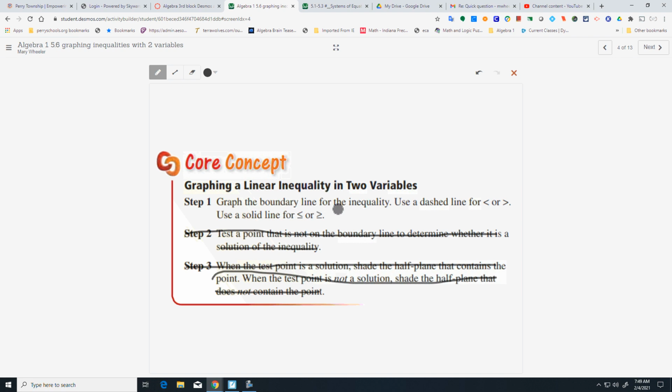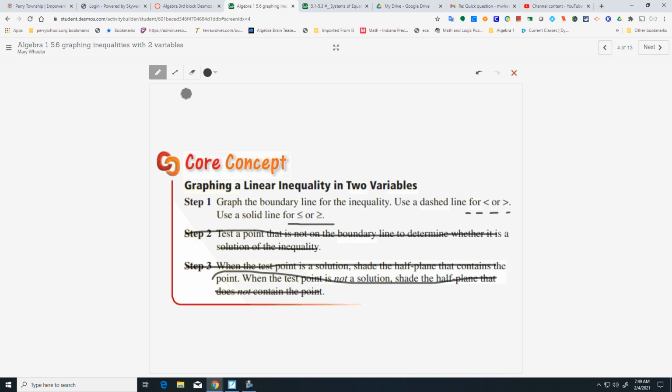When we graph the boundary line for an inequality, you're going to use a dashed line like this for a less than or a greater than sign. You're going to use a solid line like that for less than or equal to, greater than or equal to. So if it's got the equal sign with it, solid.